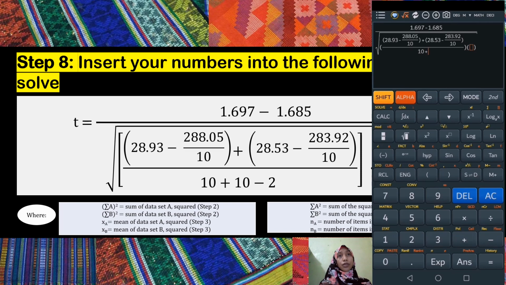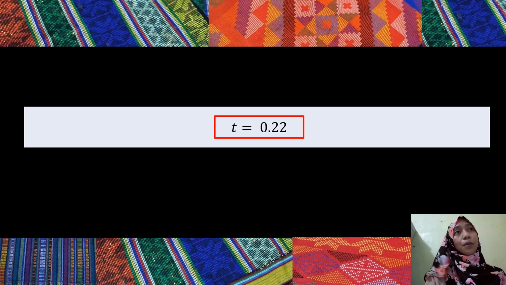So that is how you input the numbers using a scientific calculator. Very convenient. All you have to do is make sure that you're putting the numbers correctly and putting the parentheses correctly also, as if the parenthesis is wrong, then the scientific calculator would not be able to get the answer right. So there we have it. The final answer is 0.22. So again, our computed t-value is 0.22.